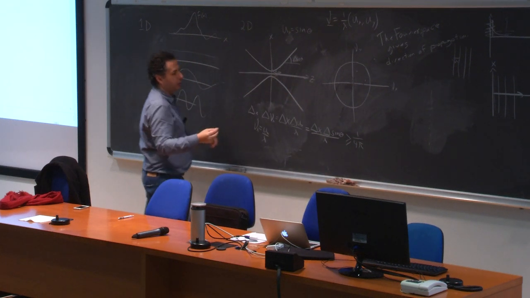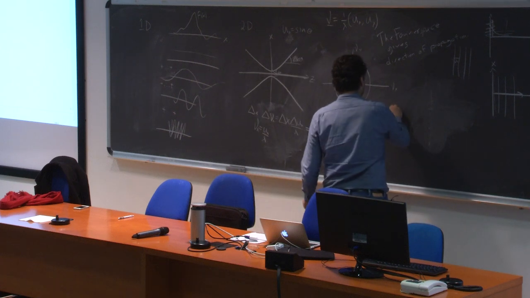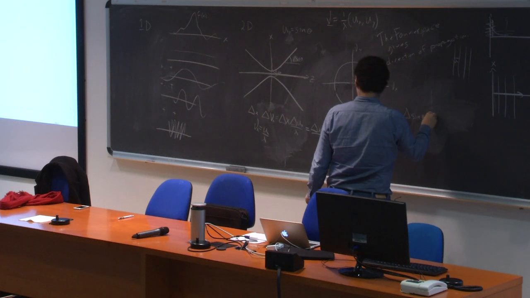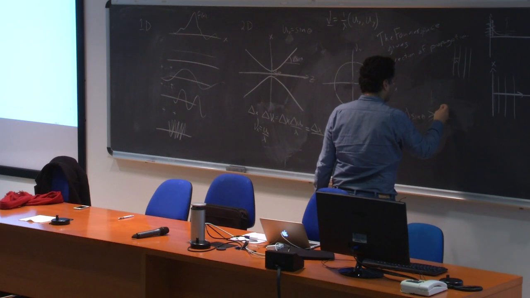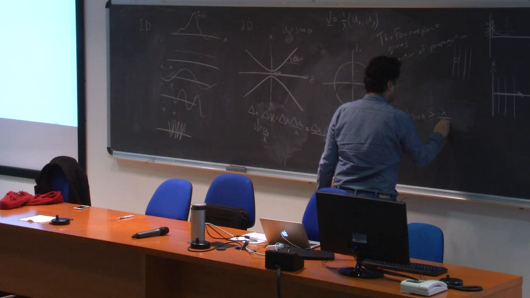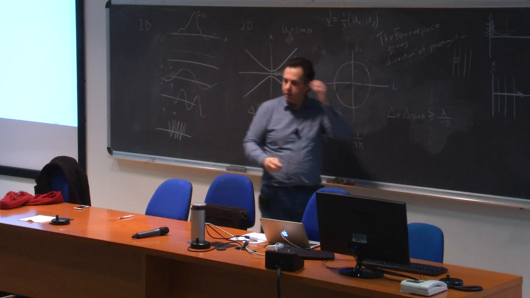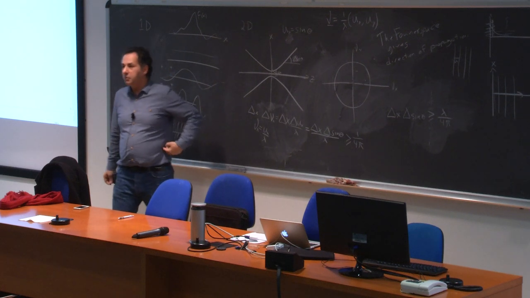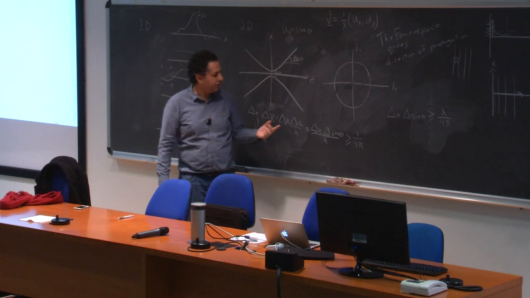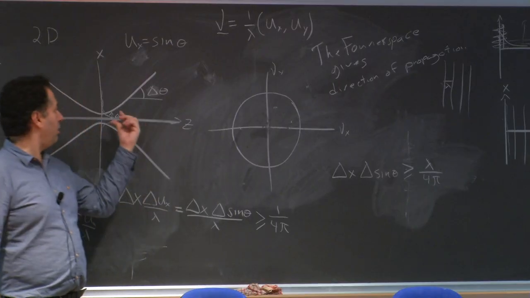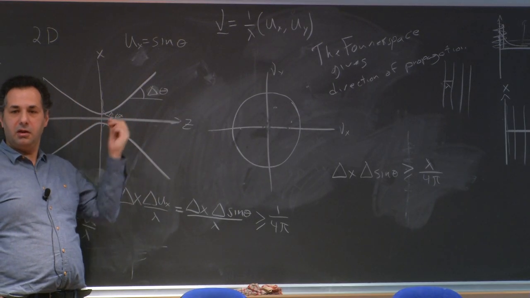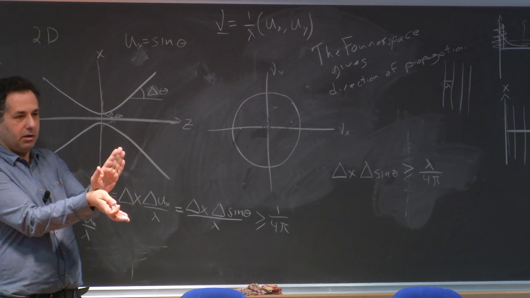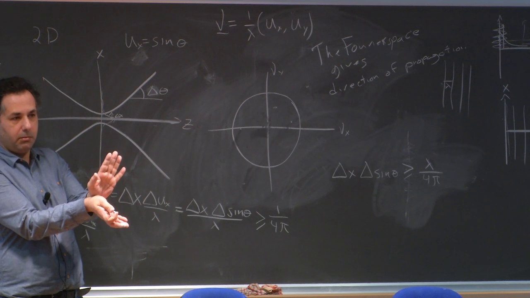So therefore, delta x times delta sine theta is greater or equal than lambda divided by 4 pi. So what is the meaning of this? Resolution, once more, is another way of seeing resolution. Because the smaller I make my dot, the bigger I have to make the angle, the cone angle of the beam.